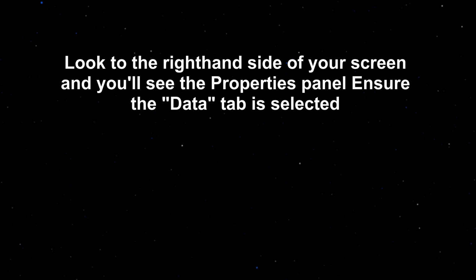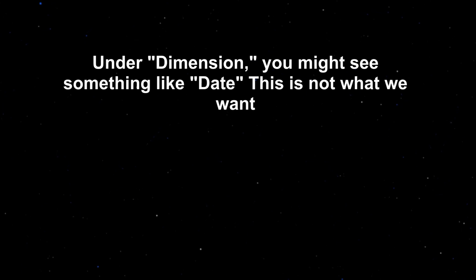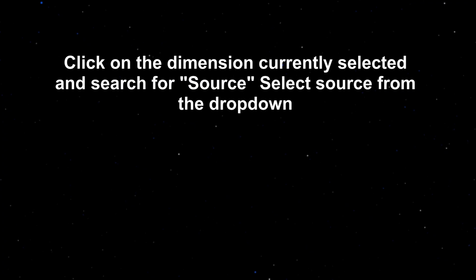Look to the right-hand side of your screen, and you'll see the Properties panel. Ensure the Data tab is selected. Under Dimension, you might see something like Date. This is not what we want. Click on the dimension currently selected and search for Source. Select Source from the drop-down.